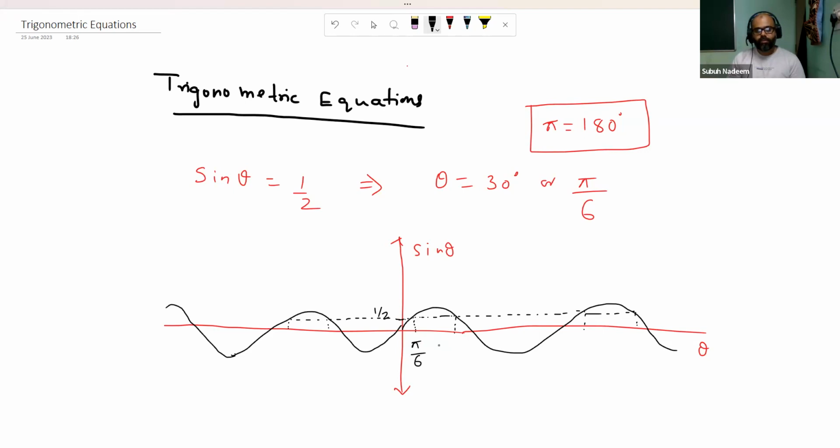So should we do 60 degree? No, sine 60 degree is root 3 by 2. It is not half.